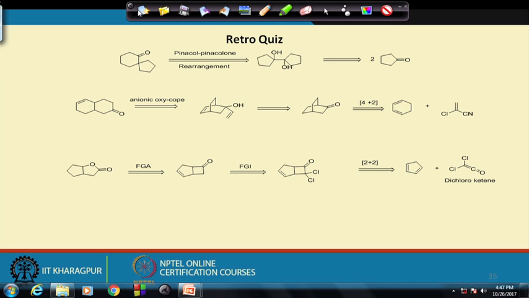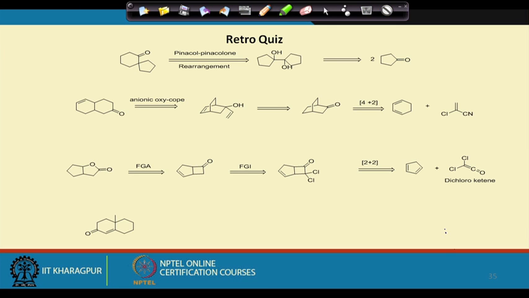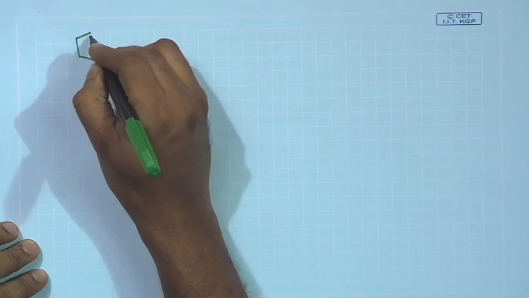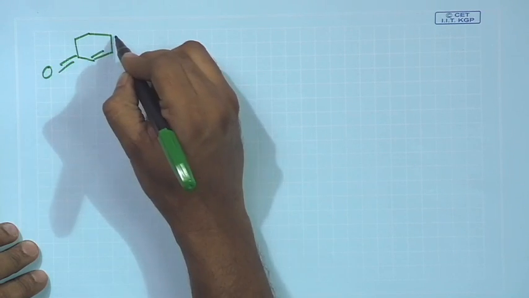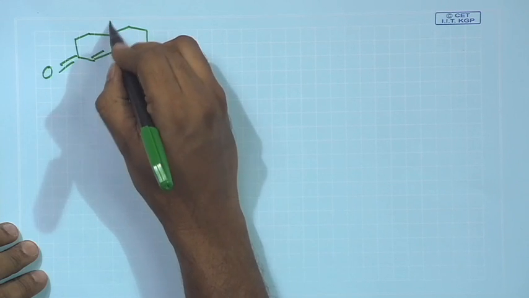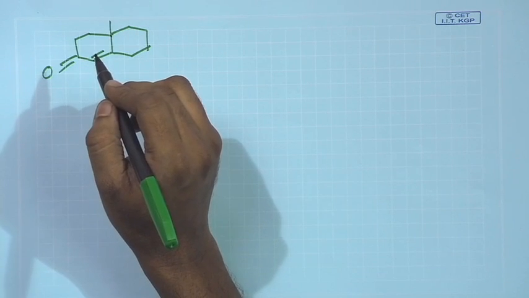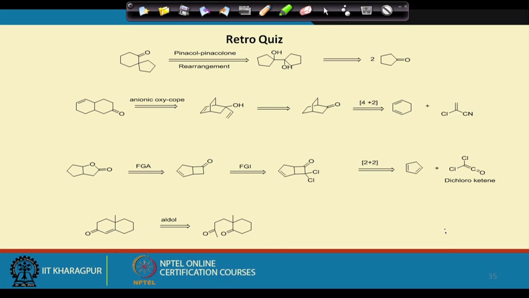Next, we will have some further quizzes. The next quiz is basically a similar kind of problem. The target molecule is a bicyclic compound. See its structure, it is a pretty simple bicyclic compound.